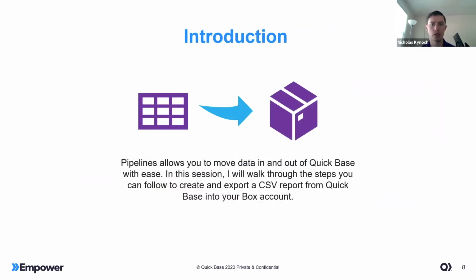All right, so Pipelines allows you to move data in and out of QuickBase with ease. In this session, we're going to talk through the steps you can follow to create and export a CSV report from QuickBase into your Box account. So at the end of this session, you will have a base level understanding of how you can build a pipeline to extract data in CSV format from QuickBase and move it into your Box account.